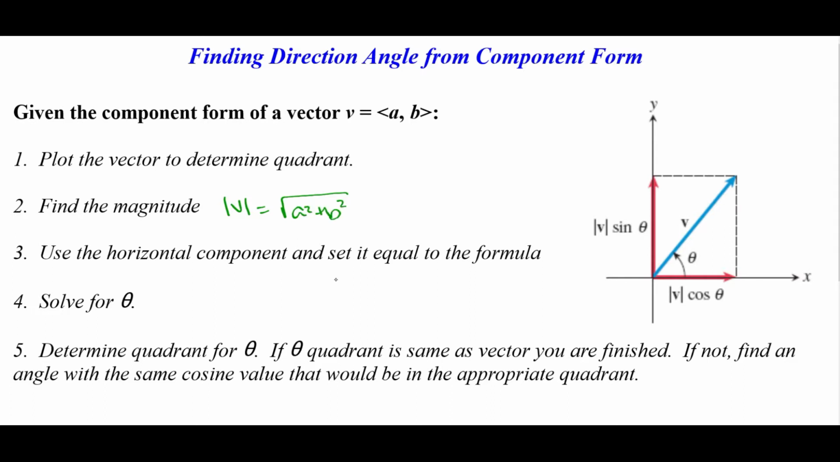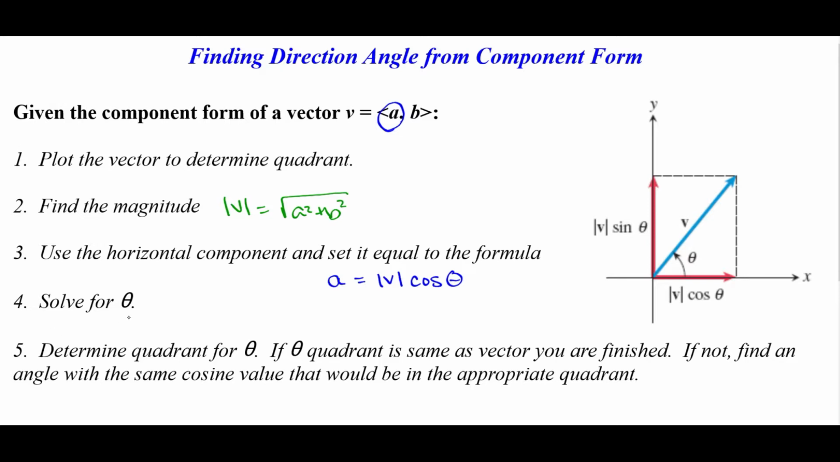Next, we're going to use the horizontal component and set it equal to the formula. So we're just going to take our horizontal component, which is A, and whatever that A value is, we're going to set it equal to the magnitude of the vector times the cosine of theta. We could also use the vertical component, but using sine causes a few more problems if we're not in the correct quadrant. With cosine, it's a little bit easier, so we'll just go with that.